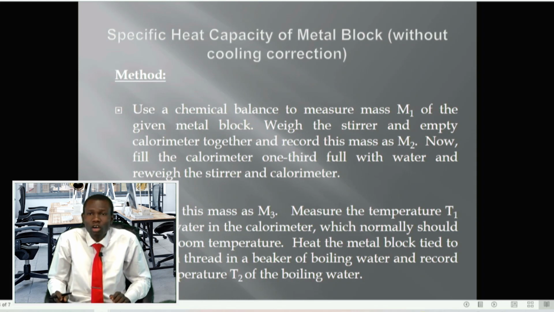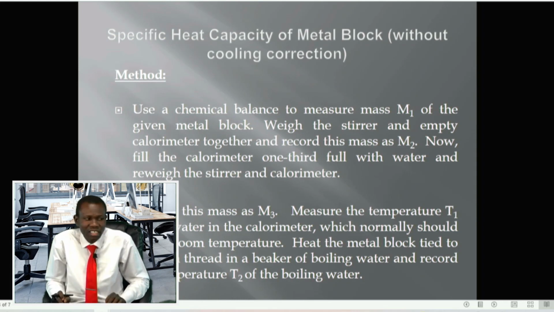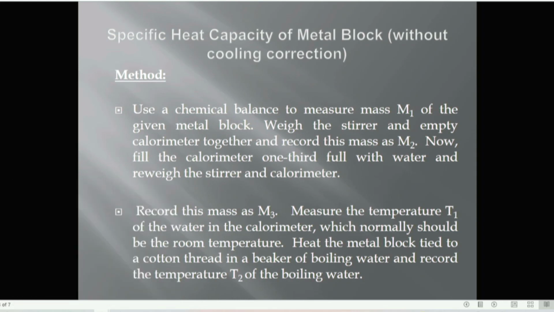Now, the method involved. First, you use a chemical balance or any other form of balance to determine the mass of the given metal block, the one whose specific capacity you want to determine. Call that M1. Then you weigh your stirrer and empty calorimeter together, with the stirrer inside it. Call that M2.